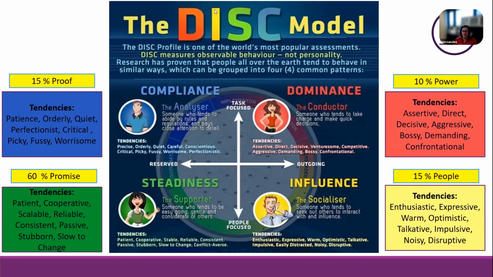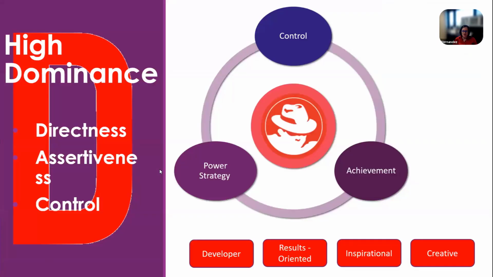So think about what you are. You can probably identify with at least two of these of kind of what your dominant is. Okay. So we're going to go over D again. I'm just going to go a little bit deeper into each of these.